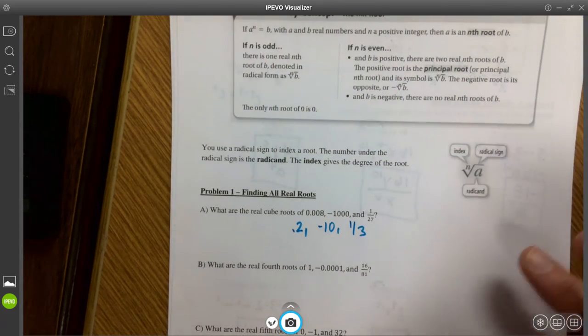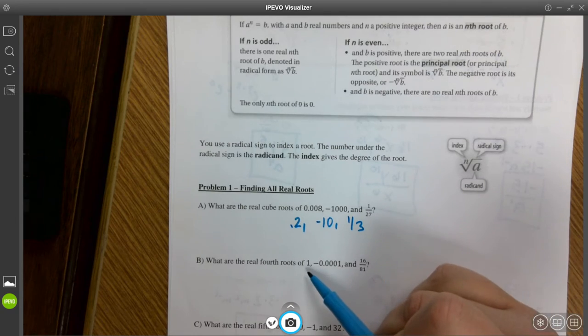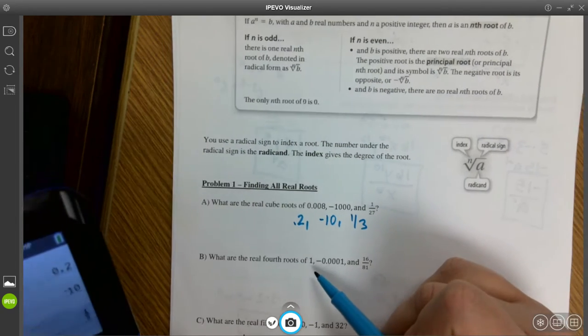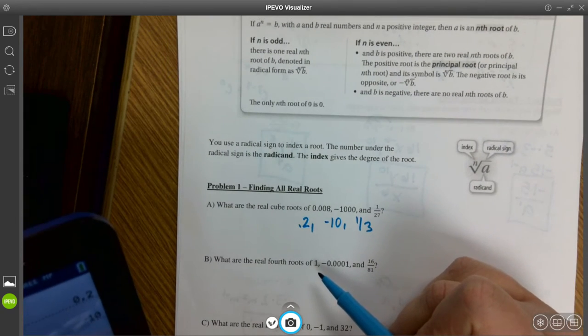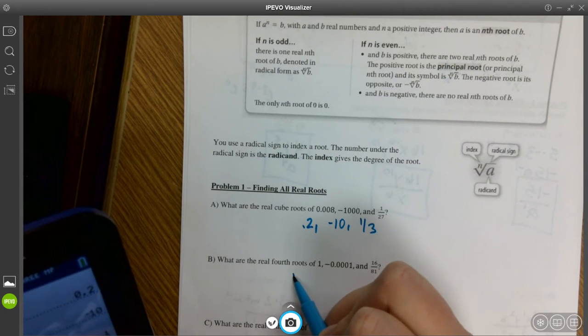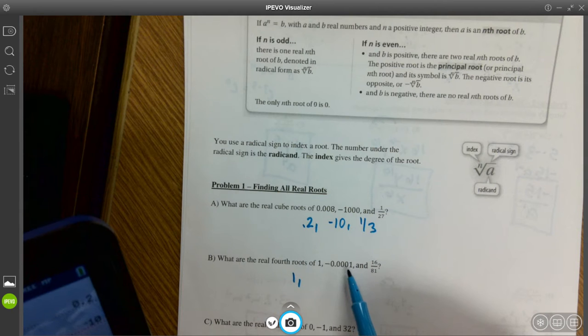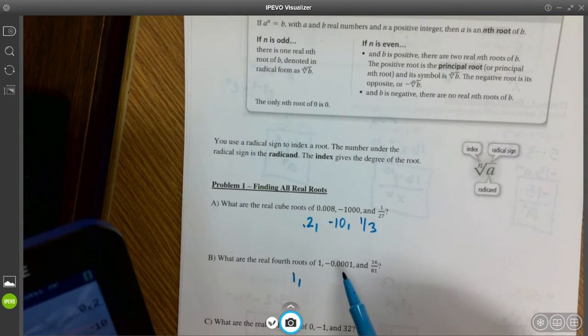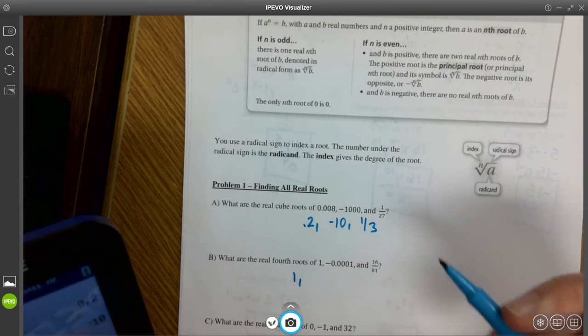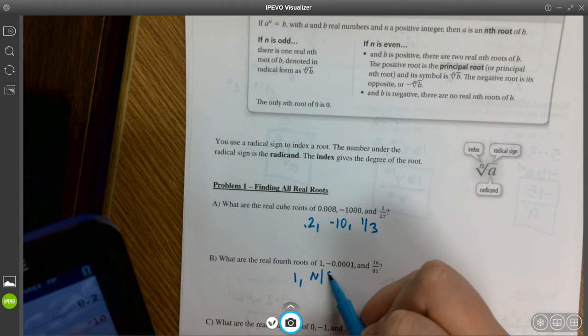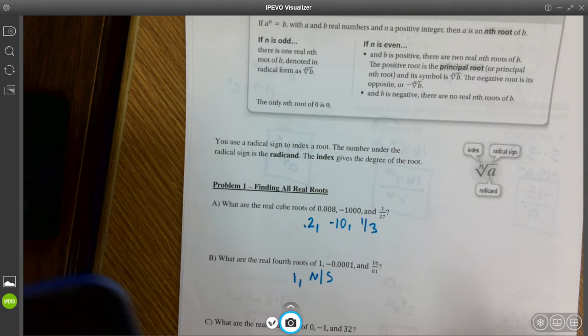If I want the 4th root, this is where I have to be more careful. 4th root of 1, well, if you know your property of 1, it's just 1 times itself each time, which is 1. 4th root of a negative 0.00001, well, I cannot take the 4th root of a negative. Then we're going to be dealing with imaginary numbers. So no solution there, sorry.